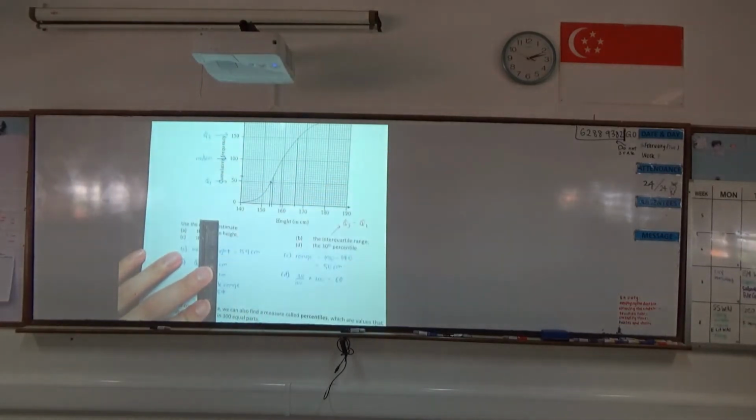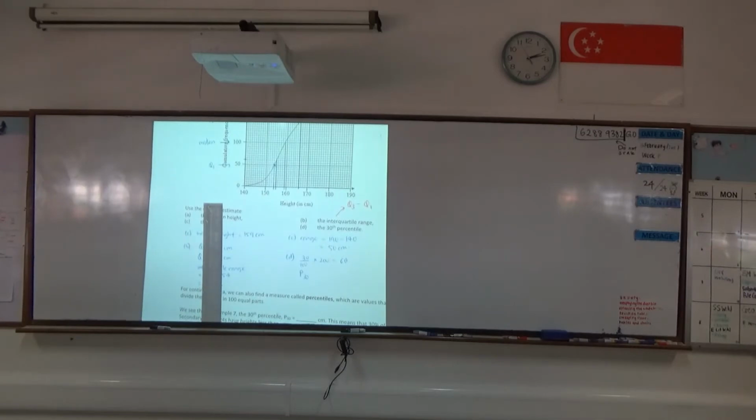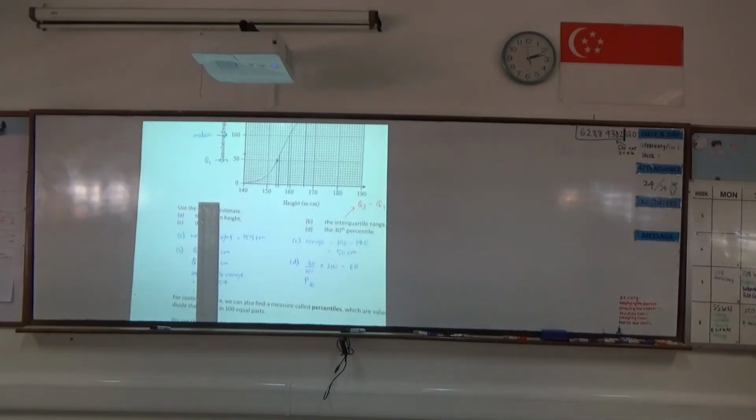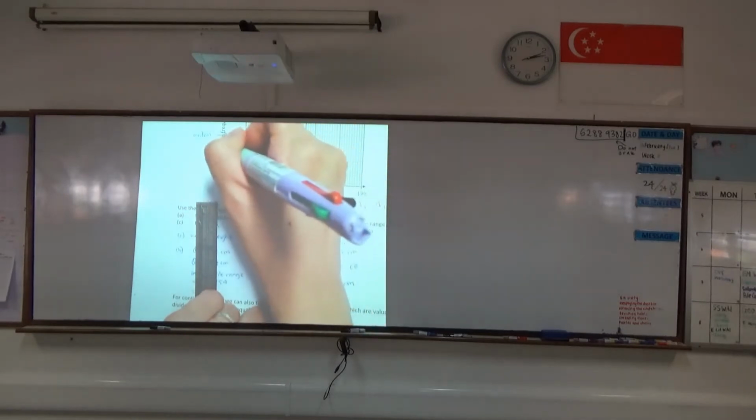Okay, and we find that the 30th percentile, which we usually denote with a capital letter P, with a 30 as a subscript, is 155 cm. So this is 60, P30.